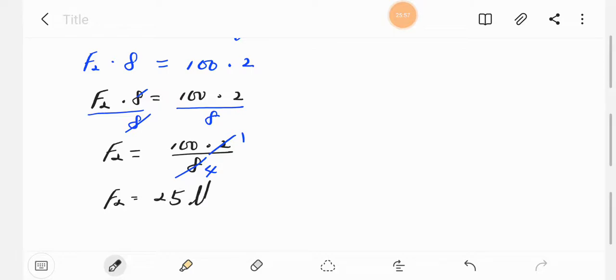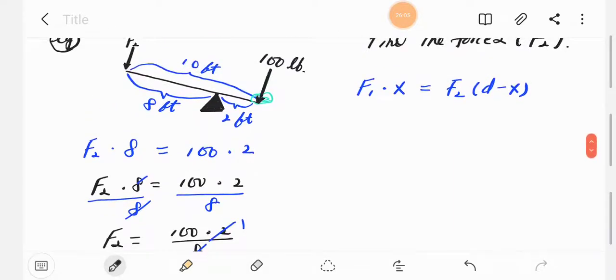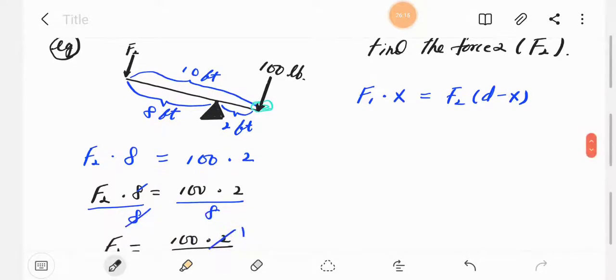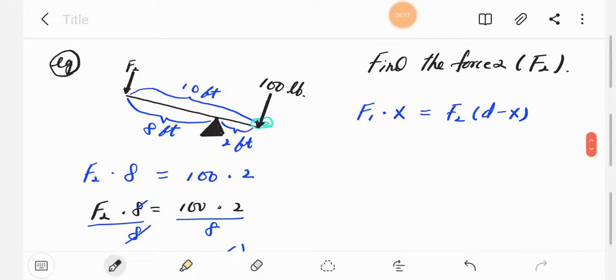So the force at the left end should be 25 pounds. If there is 25 pounds on the left-hand side, then you will start to move the rock on the right side. Can you see it? So use the formula. The formula is really simple. Multiply the force and the distance on the same side.